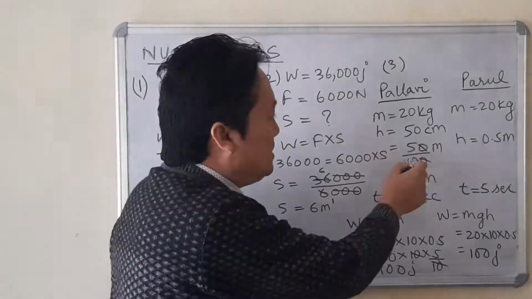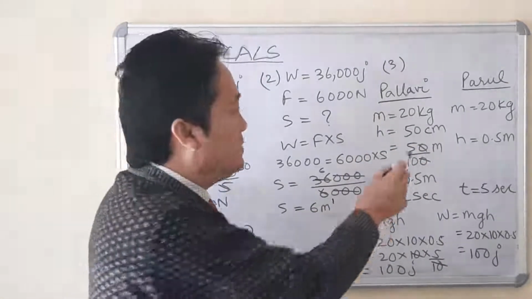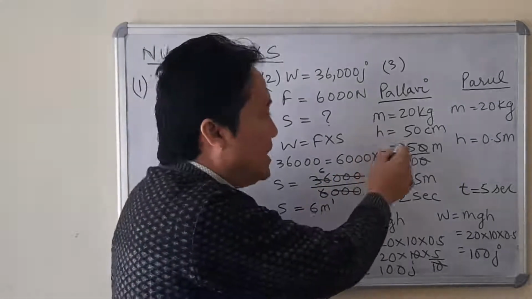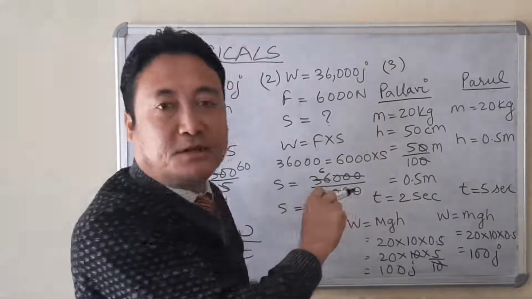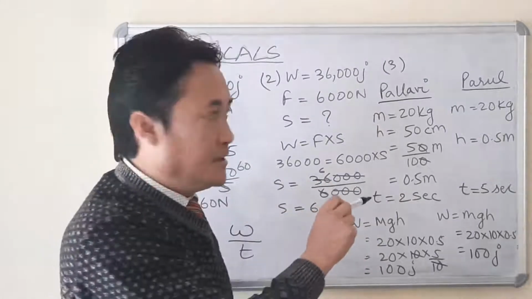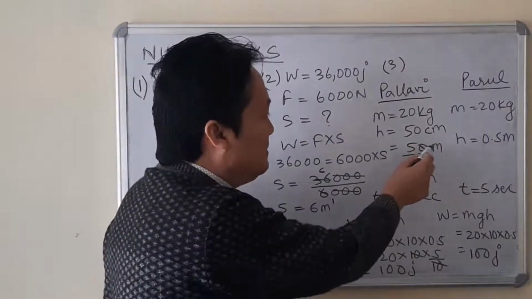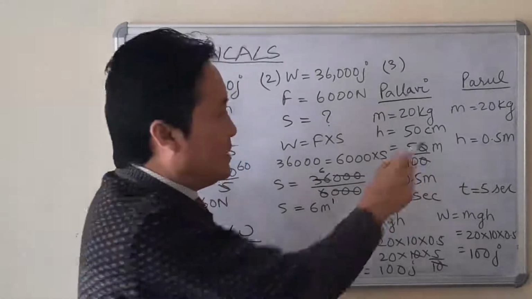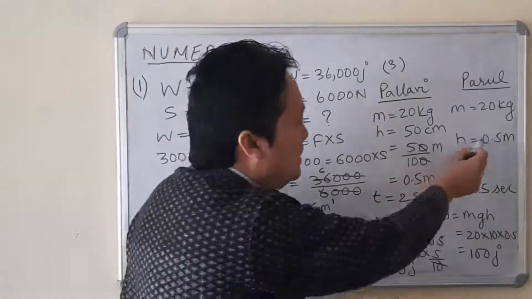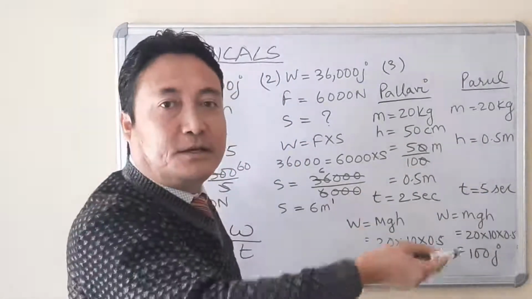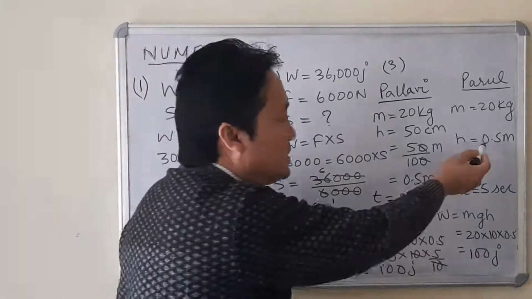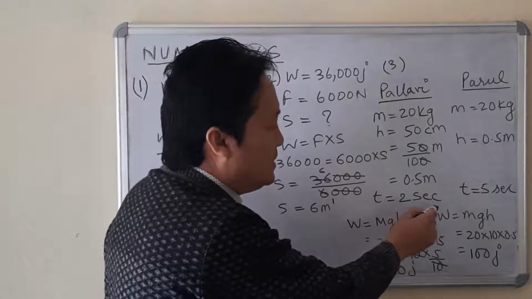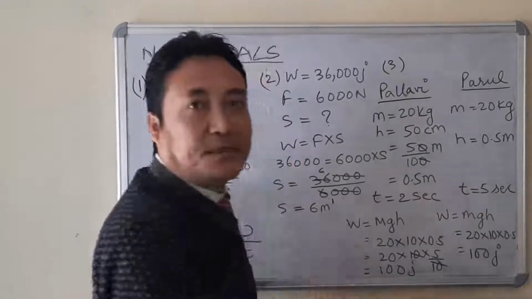Now convert this centimeter into meter. Why are you converting into meter? Because the mass is given in SI unit, you have to convert that height or distance also into SI unit, because centimeter is the CGS unit. So convert that centimeter into meter. 50 divided by 100, 0 cancels, 5 divided by 10 will be 0.5 meter. Here also mass is same. Height is also same for what has been lifted by Parul. Time for Pallavi is 2 seconds and time for Parul is 5 seconds.